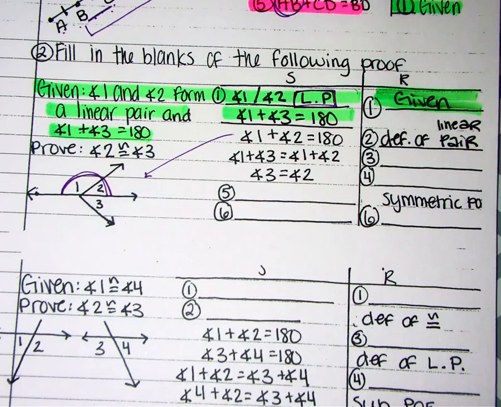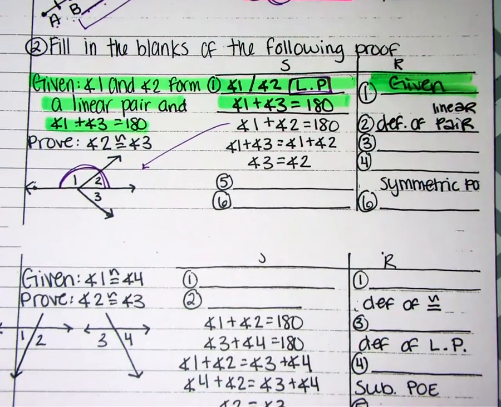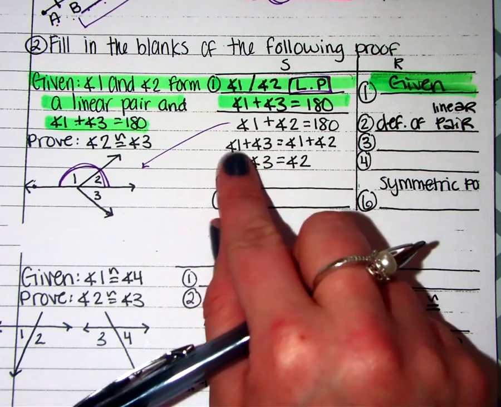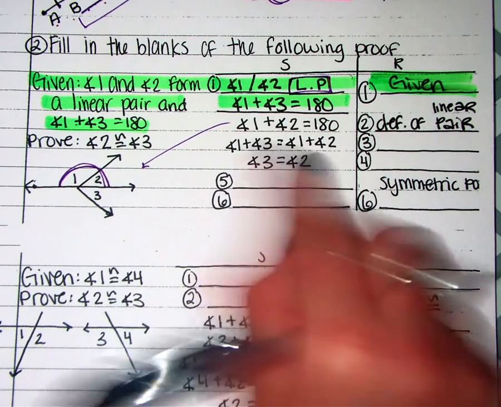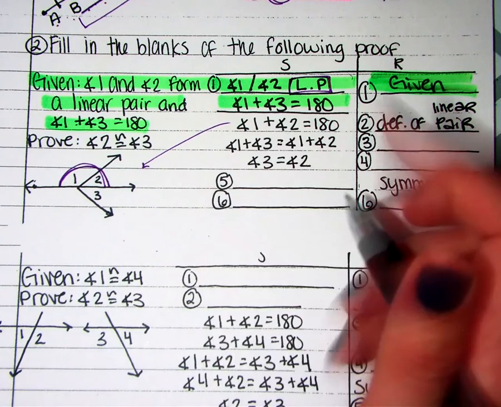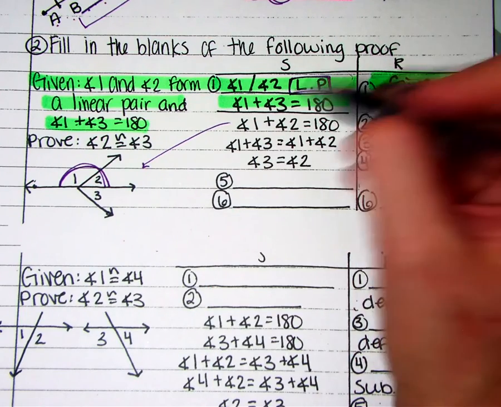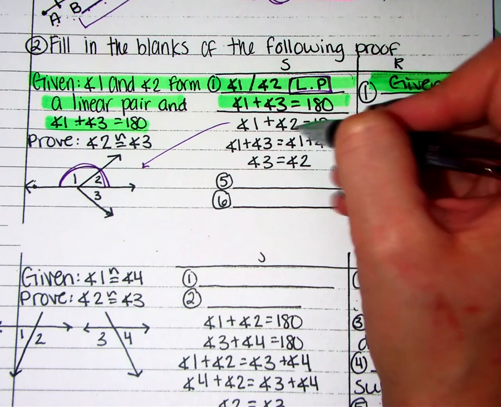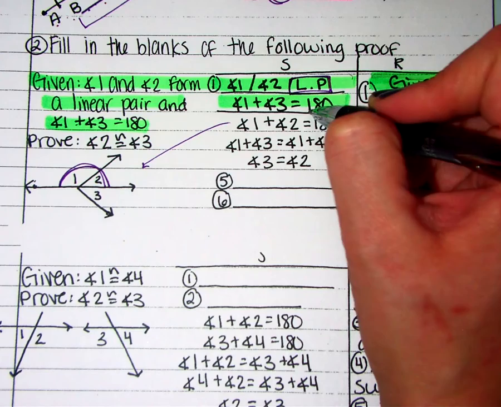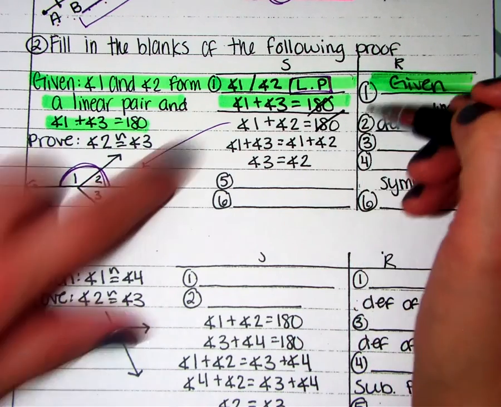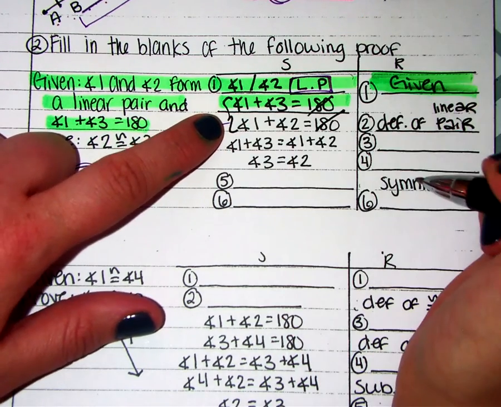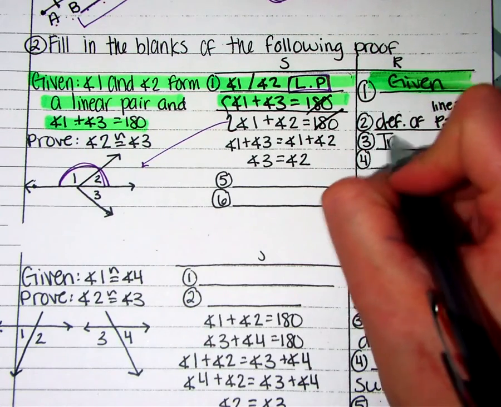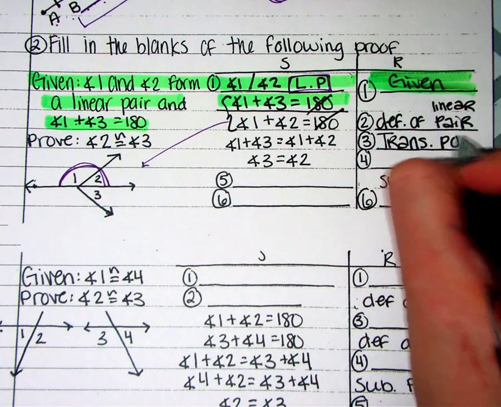Because what we have is two angles adding up to equal 180. In this next step, it looks like we have angle 1 plus angle 3 now set equal to angle 1 plus angle 2. This is called the transitive property. We have two things equaling the same, like A equals B and B equals C, so A equals C. So what we can do is cross out what's the same and set what's left equal to each other. When we set these two pieces equal, this is called the transitive property of equality.